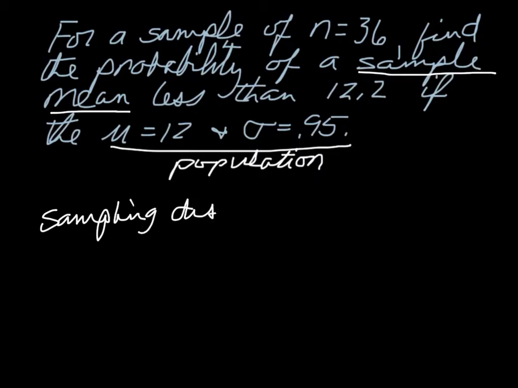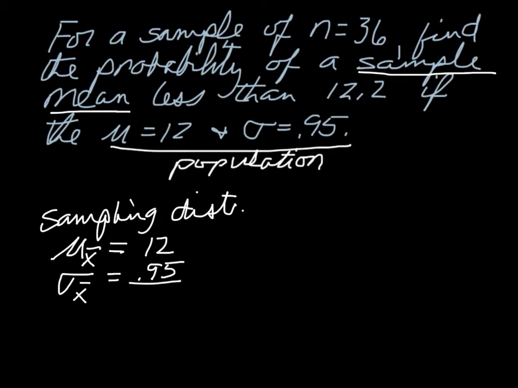All right? And so since I'm looking at a sampling distribution, right away I want to use the information given to find the mean of the sampling distribution, which is going to be 12, and to find the standard deviation of the sampling distribution, which is going to be 0.95 divided by the square root of 36, which is equal to... excuse me, I messed up.